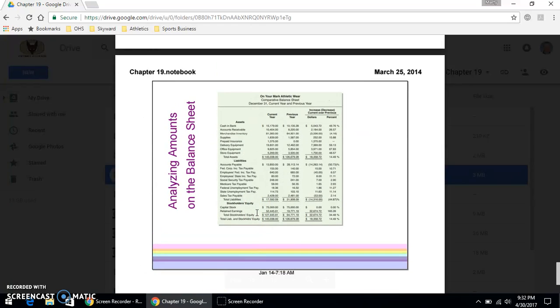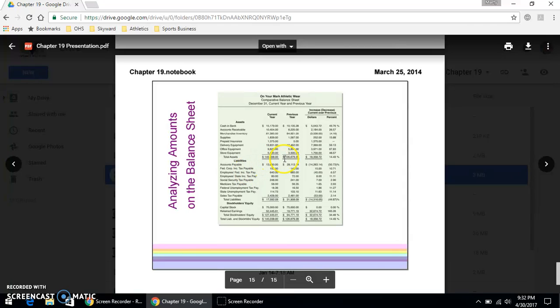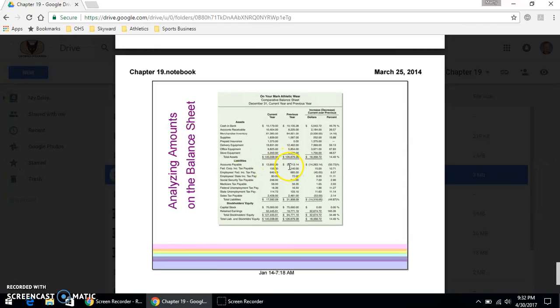Now here's an example of analyzing the amounts on a balance sheet. This is what you might see from a corporation. Notice how we have current year, previous year. So here's an analysis of the last couple of years rather than just looking at the current year. This way, an accountant or a CEO or any potential investor can interpret this data to see the health of the corporation. Is it doing well or does it seem to be hurting?